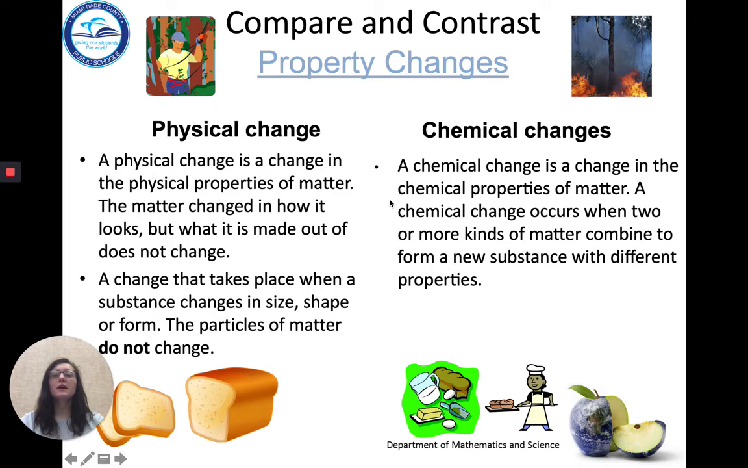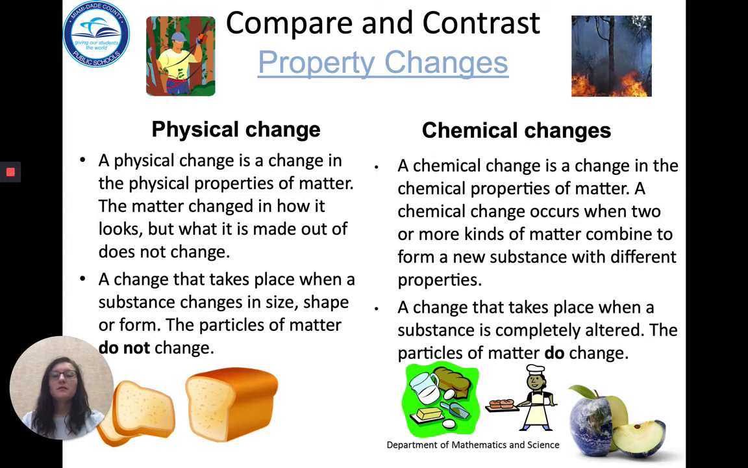All right, so now a chemical change is a change in the chemical properties of matter. A chemical change occurs when two or more kinds of matter combine to form a new substance with different properties. It is a change that takes place when a substance is completely altered. So the particles in a chemical change do change.